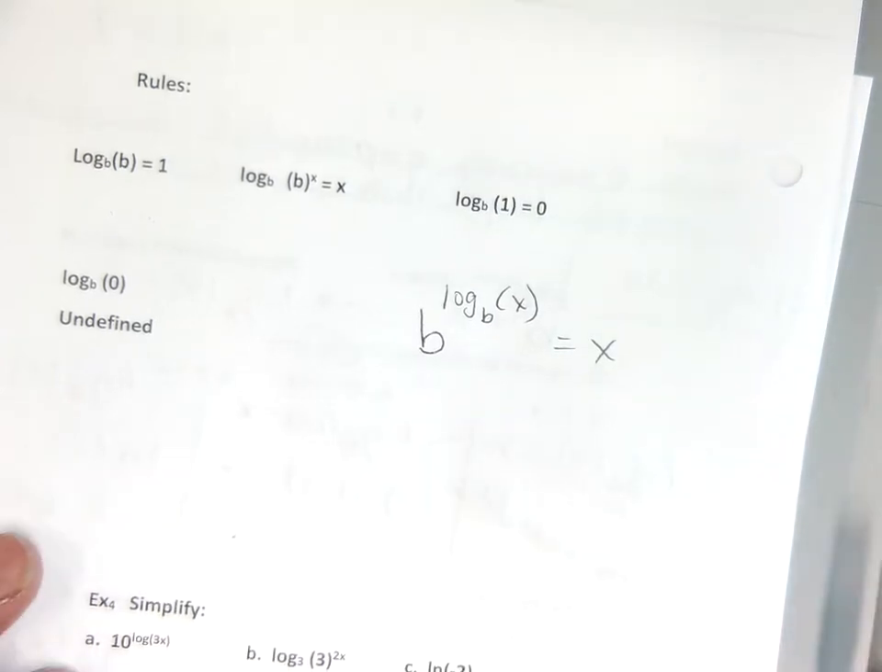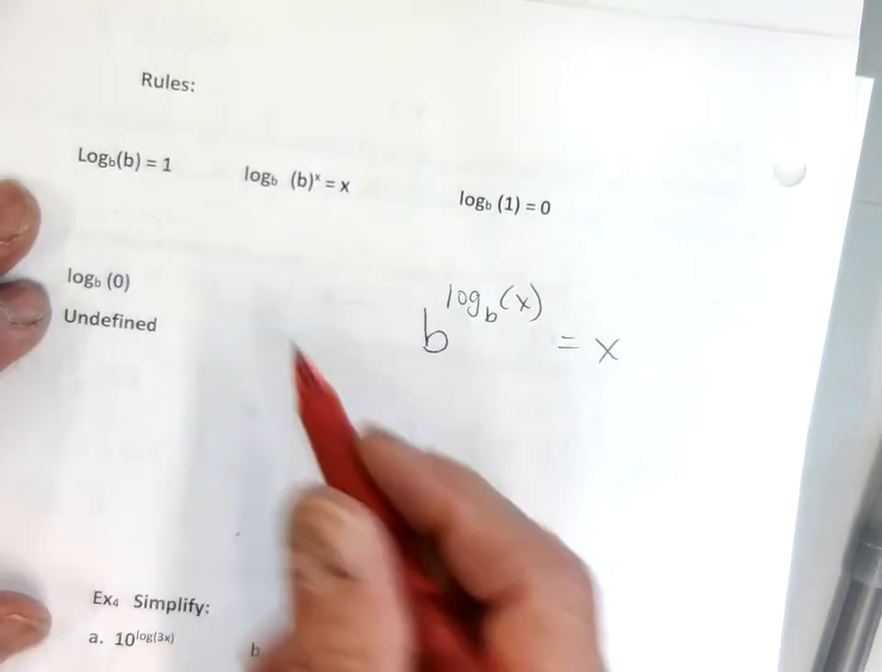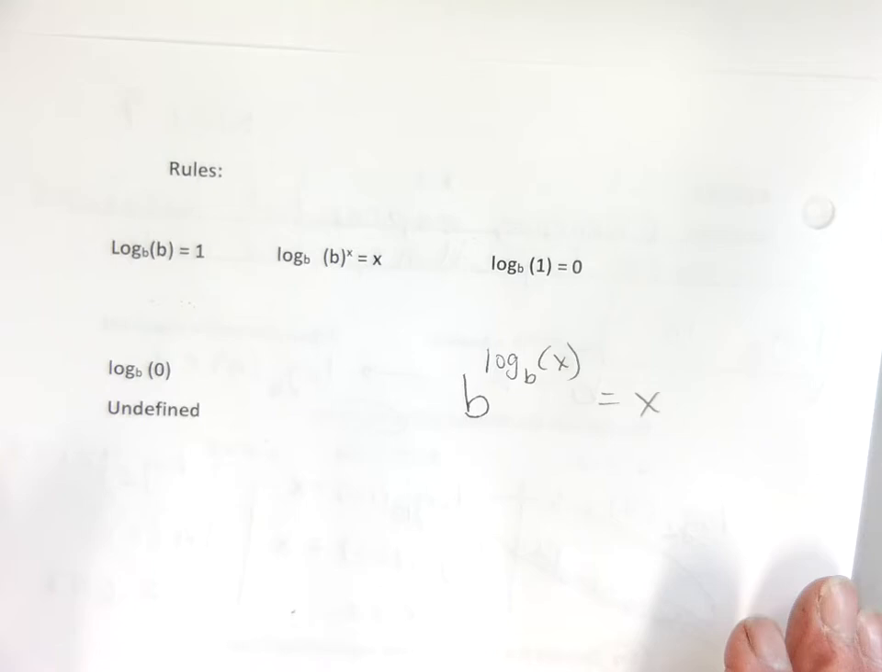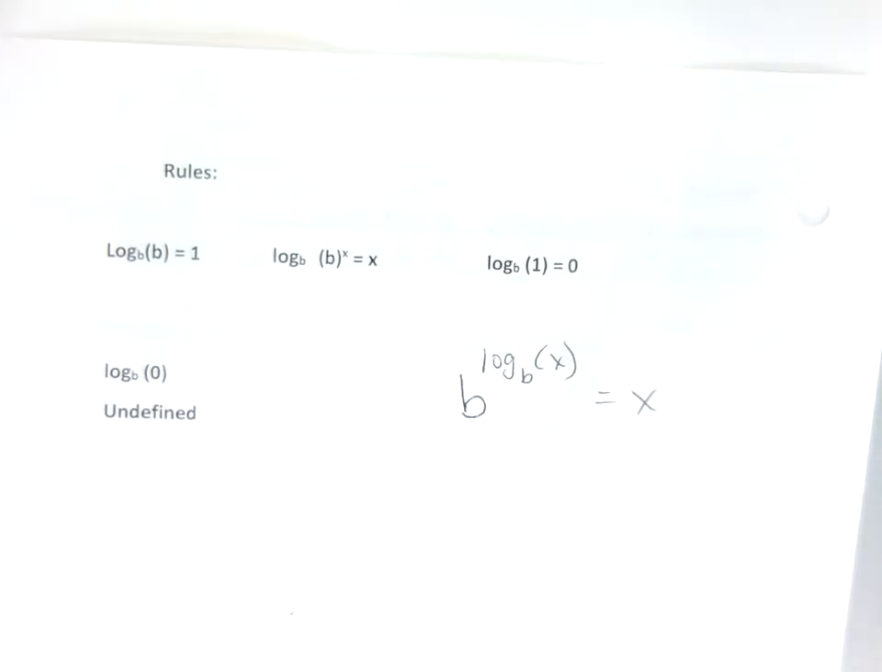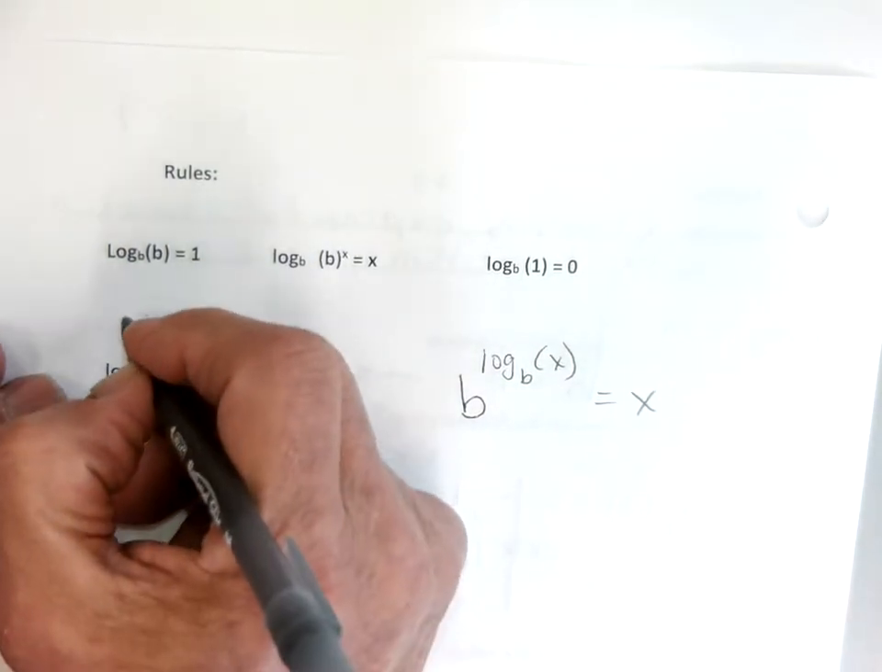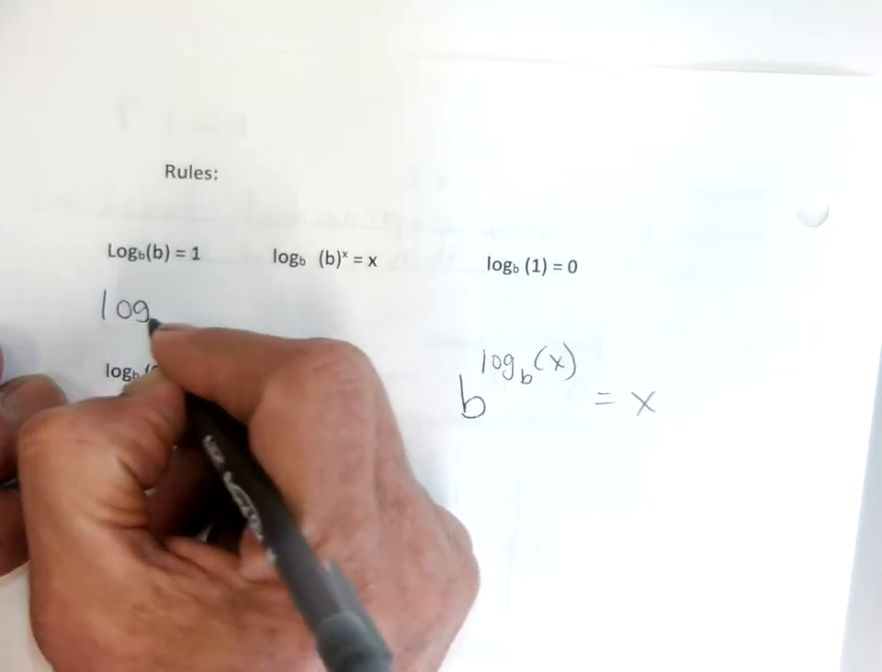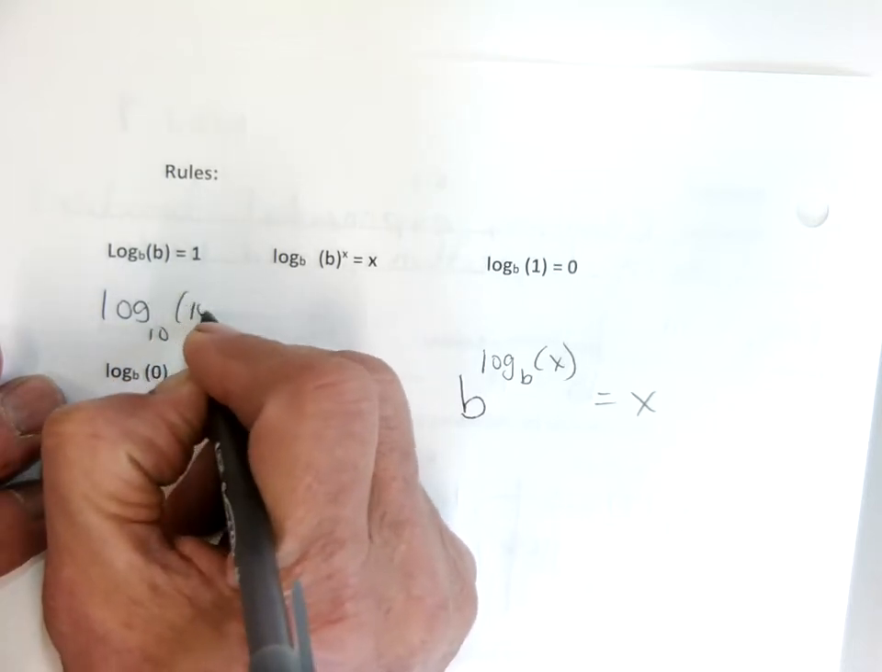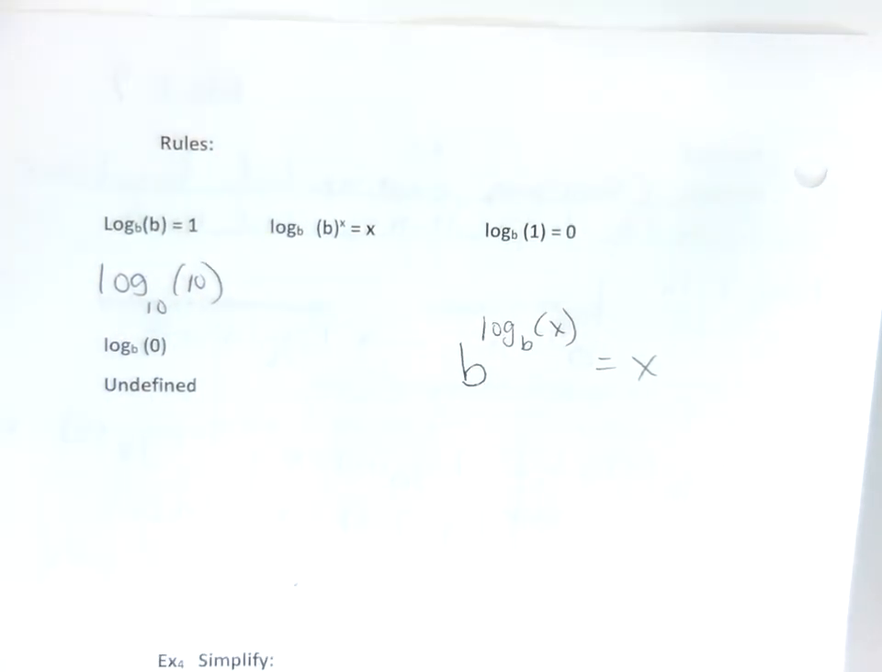Okay, here's some rules that are going to help us. So let's write this for a second. Log base 10 of 10. If the base and the expression are the same, it always equals 1, okay? Always.